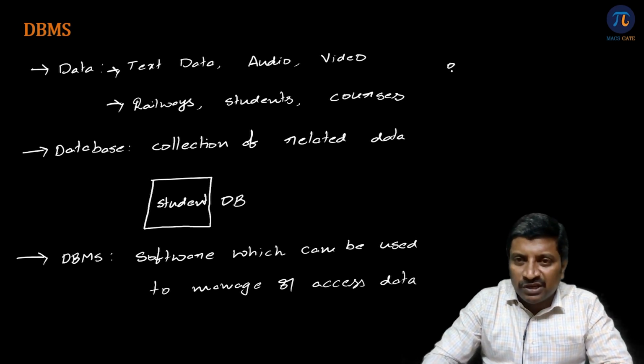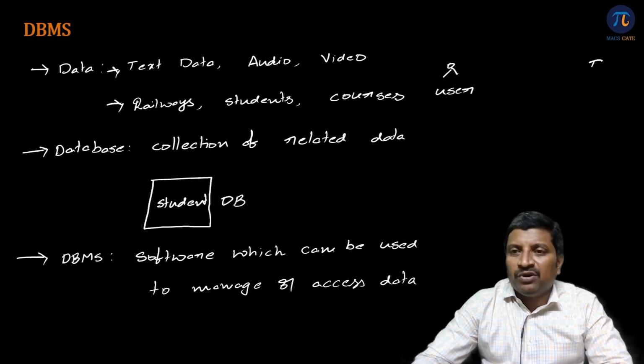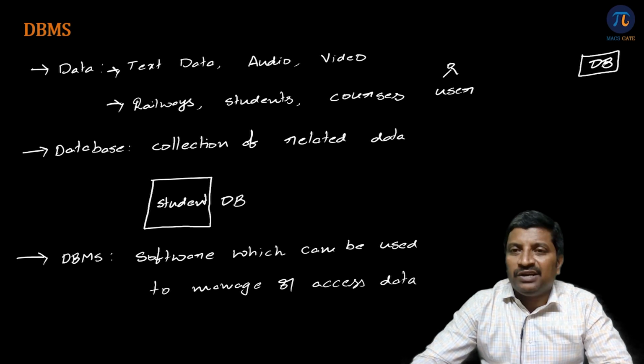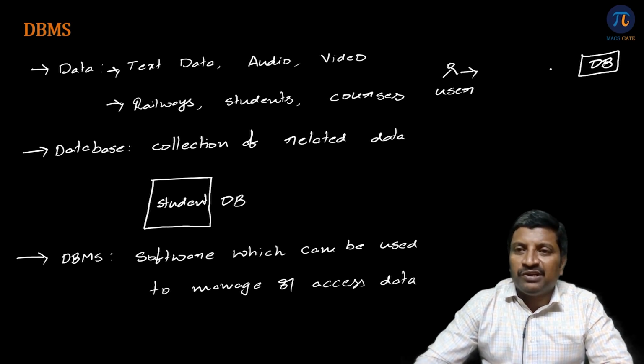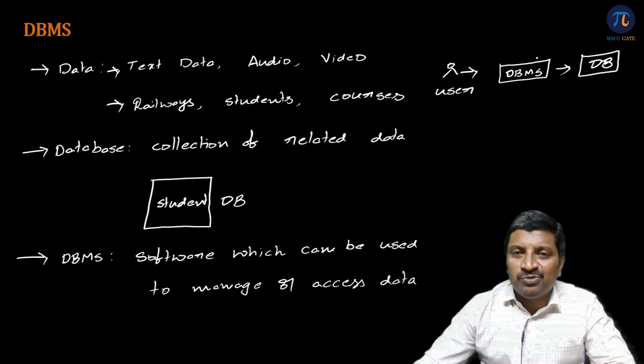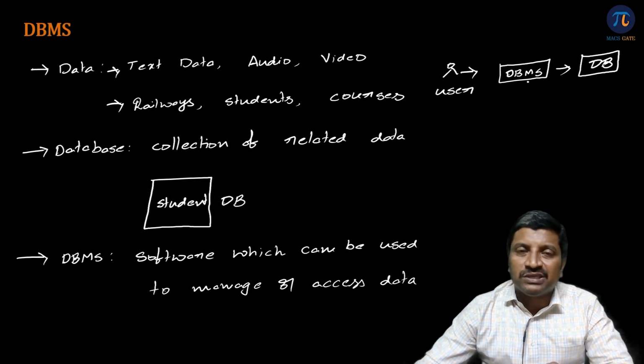So suppose this is the user, or let us suppose that we are the user and I want to communicate with the database. Communicate in the sense we need to access the data in the database. So instead of directly communicating with the database, we use a software which is DBMS. Now the question is, why we need to use this DBMS? Why don't we communicate with the database directly? If we use DBMS to communicate, we are having so many advantages. So what are the advantages of using DBMS? That is what we are going to discuss in this session.